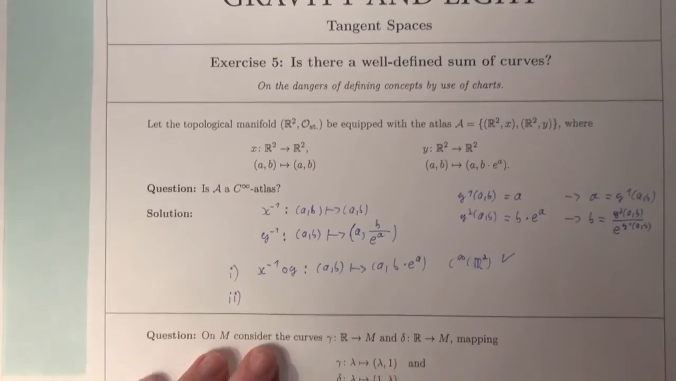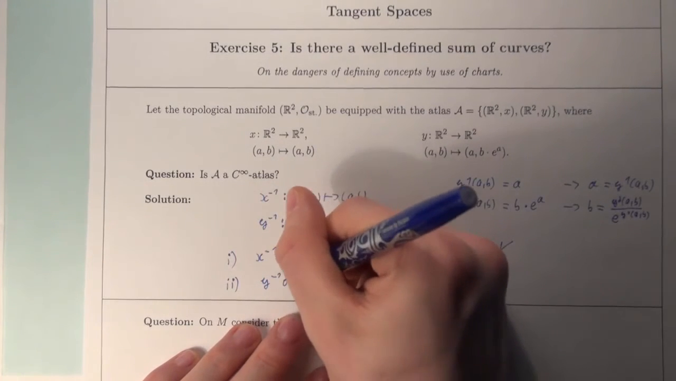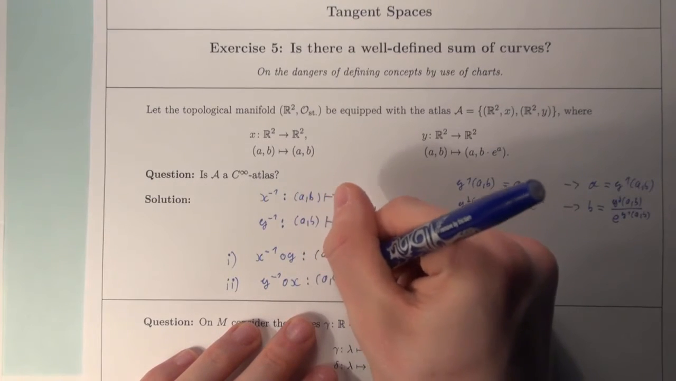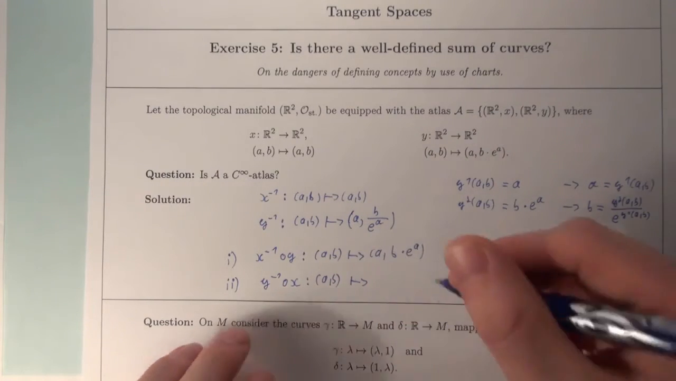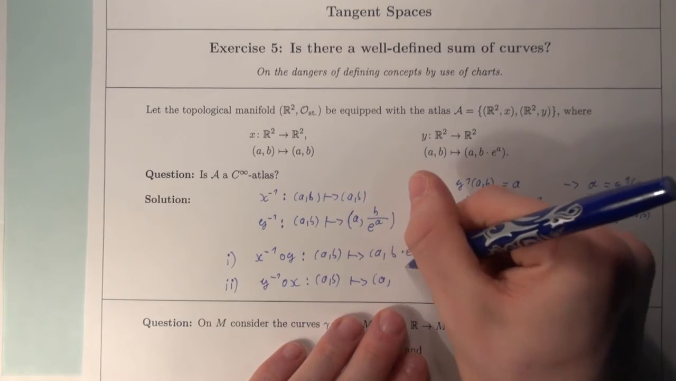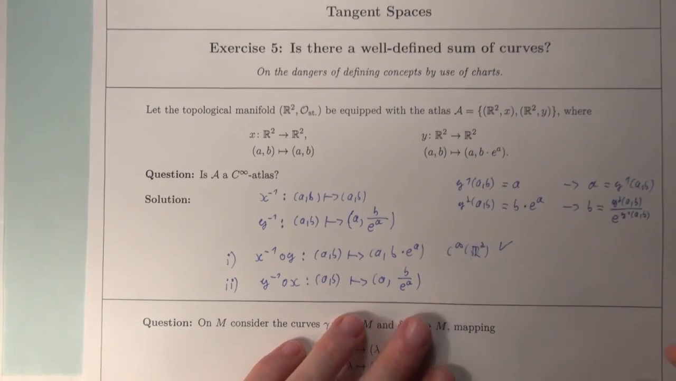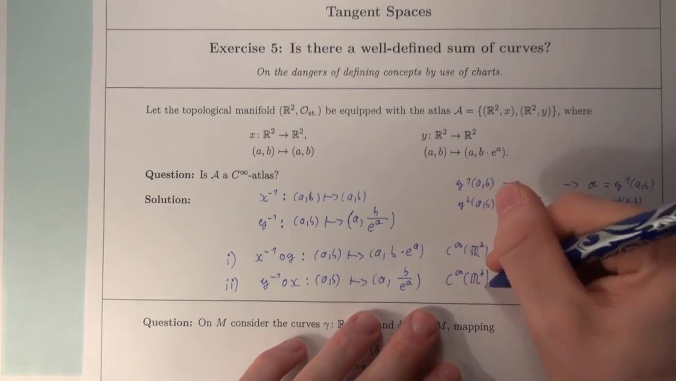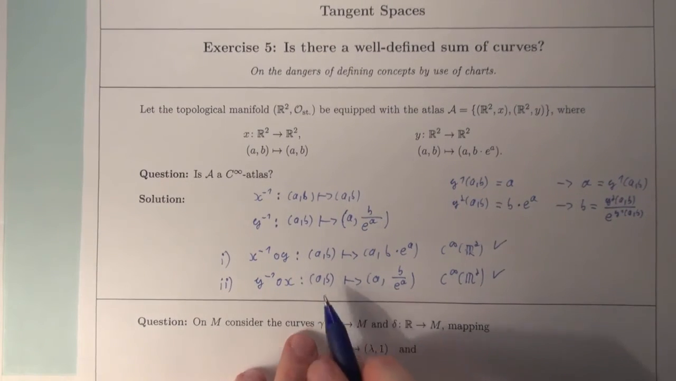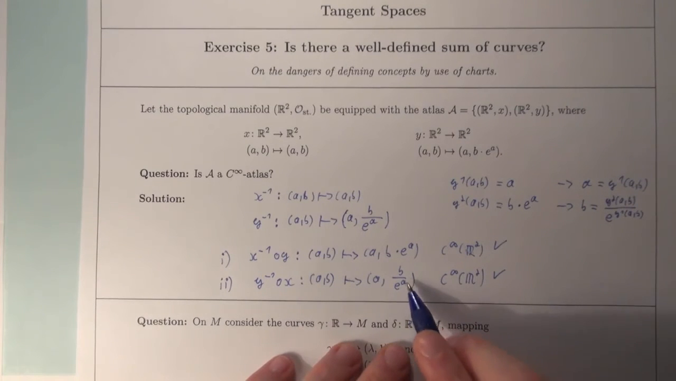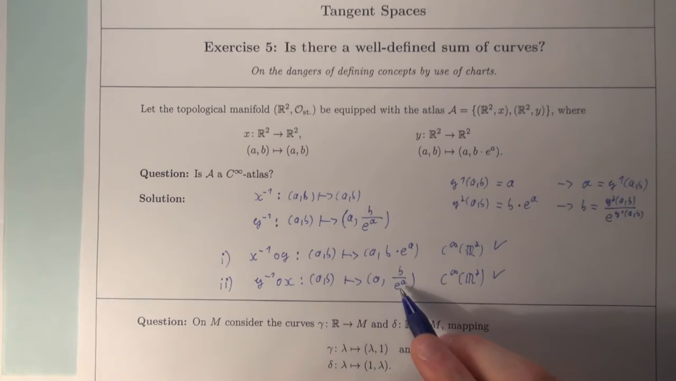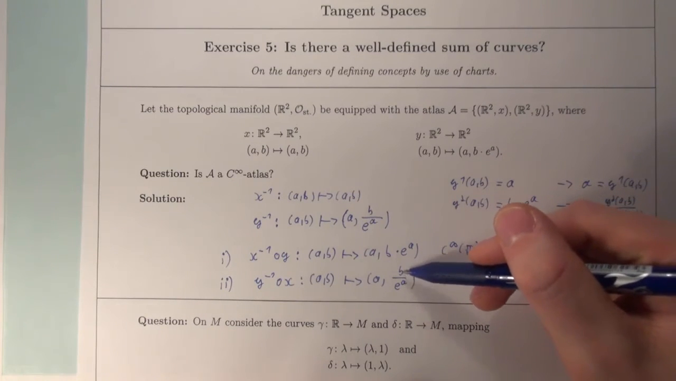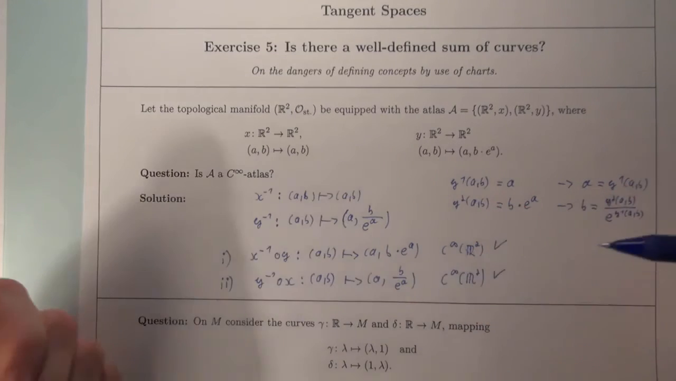So, a second chart transition map would be y inverse after x, mapping (a,b) first again to (a,b) and then to a and b over e to the a, which is again C-infinity on R2, because here we have a smooth function which we can readily see. Here we have the quotient of two smooth functions, and importantly, in the denominator we have a function which is only positive. So it is never zero, and now we know that the composition is C-infinity. If it was zero at some point, this would fail, but here it doesn't.